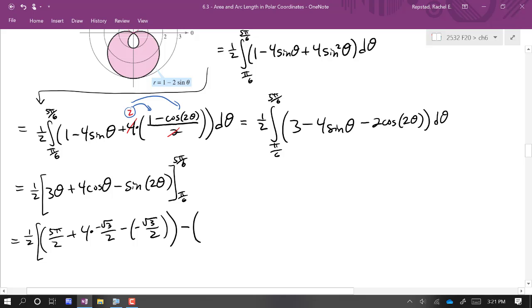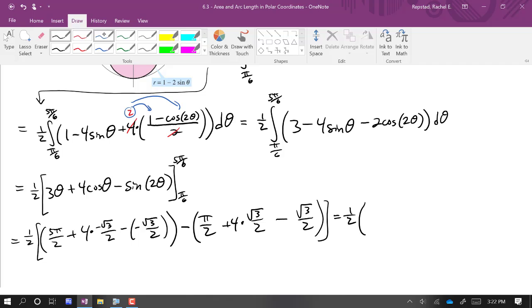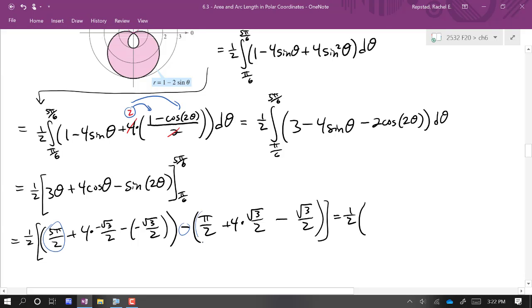Alright, so that takes care of 5 pi over 6. For pi over 6, 3 times pi over 6 is pi over 2, plus 4 times cosine of pi over 6. You can use the unit circle, that'll be positive root 3 over 2, minus sine of pi over 3 is positive root 3 over 2. And that is 1/2 times, let's see, 5 pi over 2 minus pi over 2 is 4 pi over 2, or 2 pi.